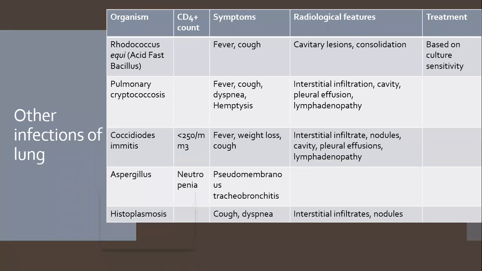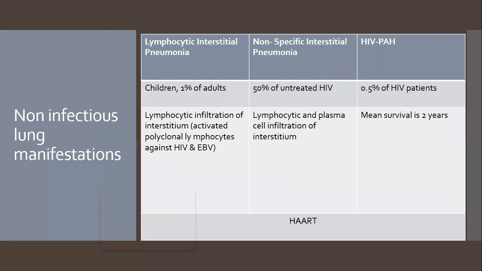Okay, I won't read about this slide. So other fungal infections can occur: Rhodococcus, pulmonary cryptococcosis, coccidioidomycosis, aspergillosis, histoplasmosis. So finishing our opportunistic infections of the lung, I told you next to consider manifestations caused by HIV itself. I told you interstitial pneumonia can occur. It could be lymphocytic interstitial pneumonia, non-specific interstitial pneumonia, or HIV pulmonary arterial hypertension.